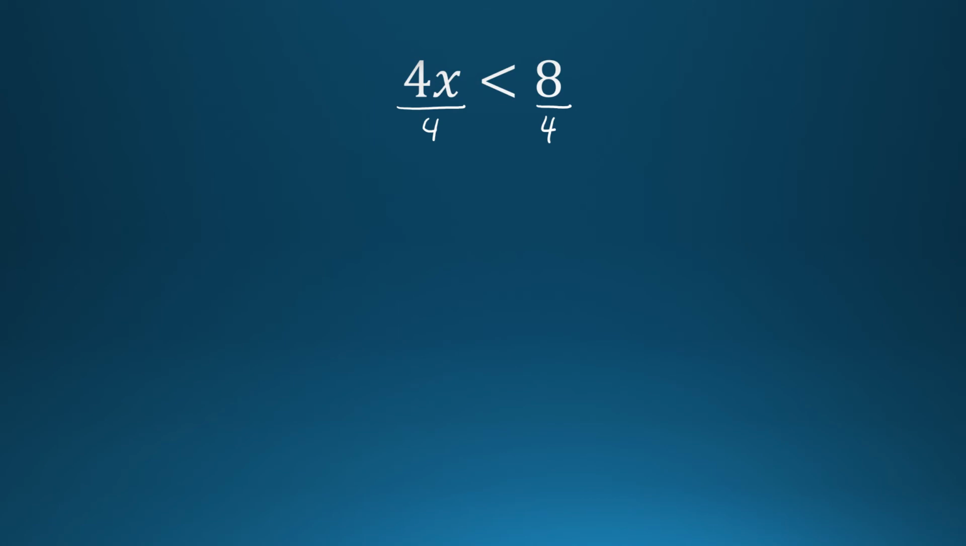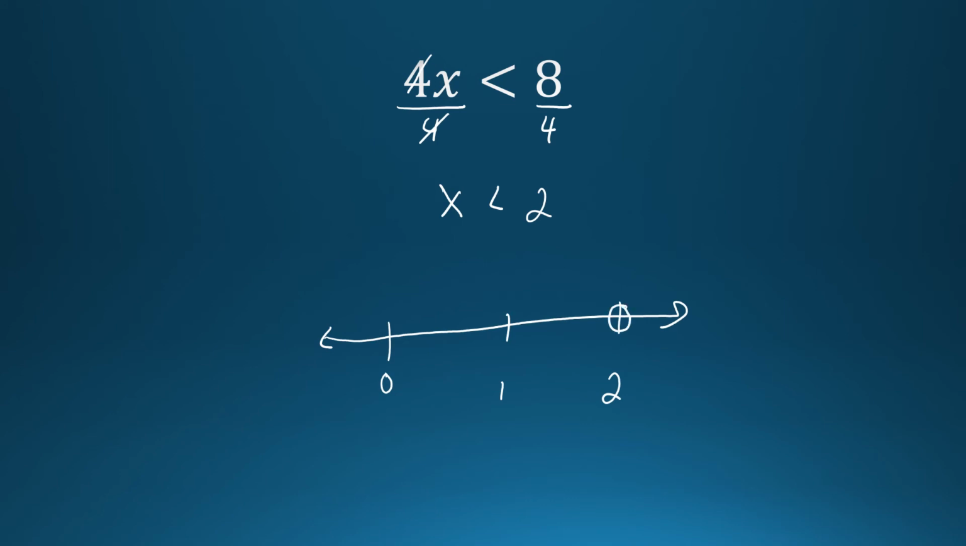And then 4 divided by 4 gets us just a 1, so we're going to be left with x on the left-hand side because these guys cancel out. And then 8 divided by 4 gets us 2. And if we went ahead and graphed this, we could have 0, 1, and 2. x is less than 2. The less than symbol means we just have an open dot. And then we're going to shade everything smaller than positive 2. And that's what our graph's going to look like.